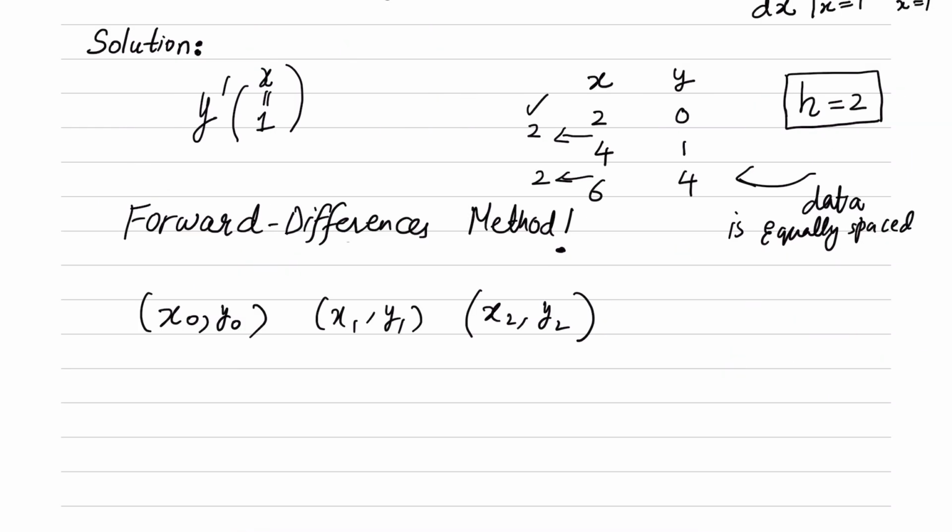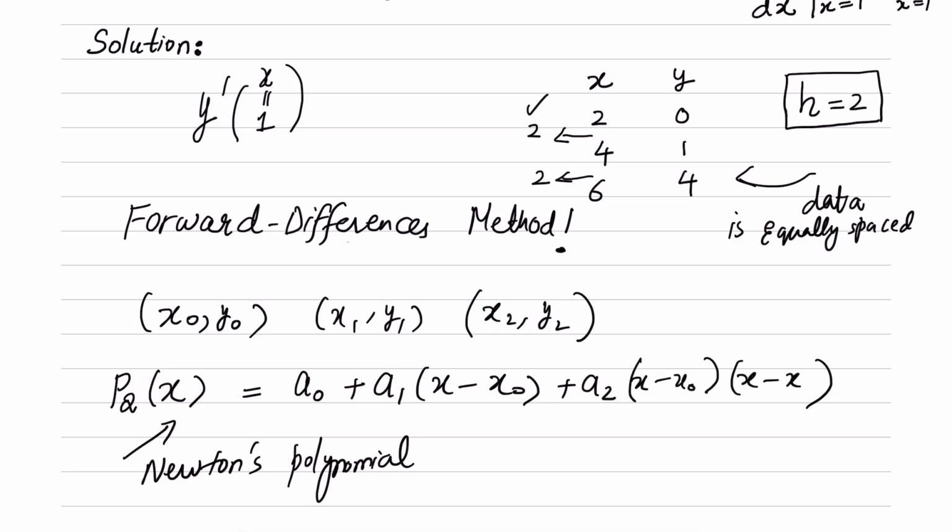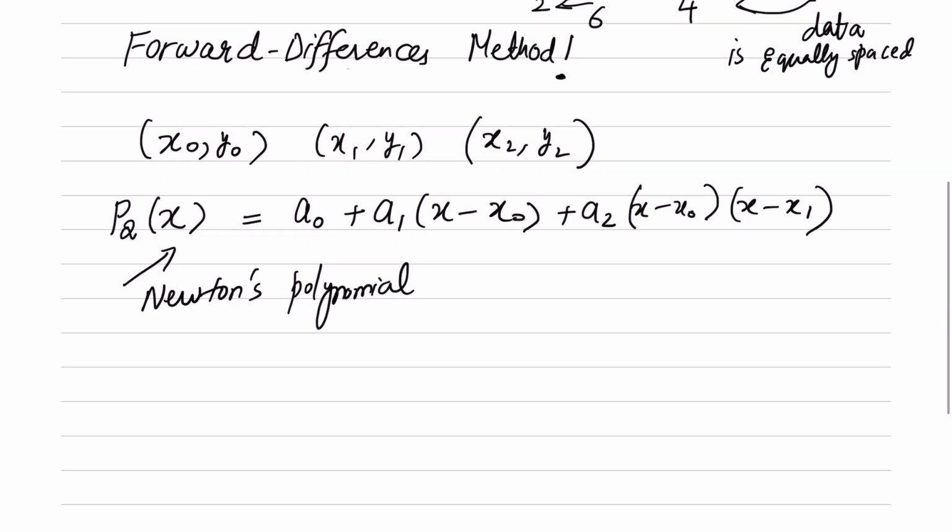To construct the polynomial for the 3 points data, we will first write Newton's polynomial. For 3 data points, the maximum degree of the polynomial is 2. So we write P2 of x. This is going to be the Newton's polynomial: P2 of x equal to a naught, no factor, plus a1 (x minus starting x value), plus a2 with 2 factors, (x minus x naught)(x minus x1). We have written Newton's polynomial, but now we are going to write this polynomial in forward differences form.